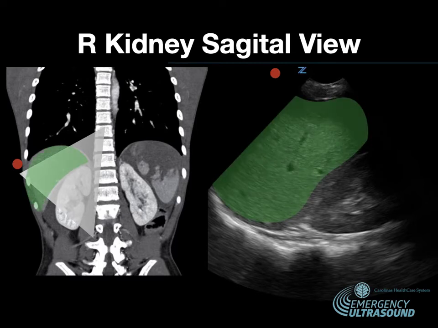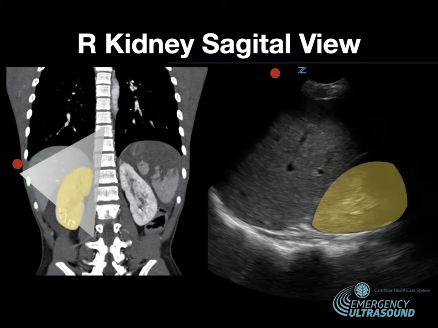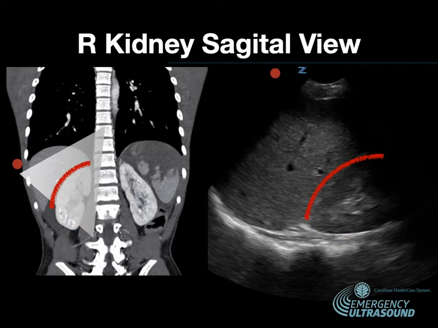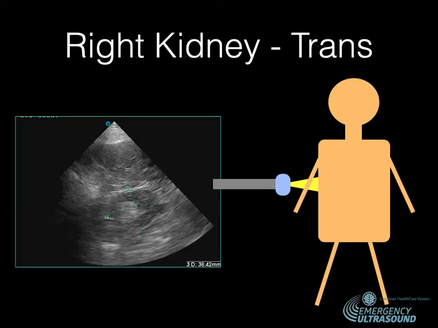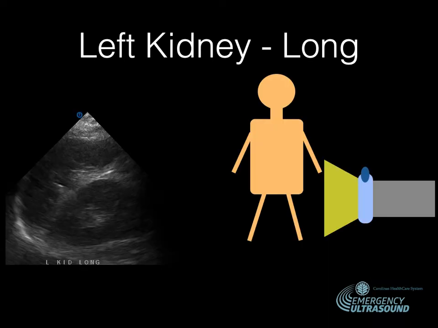So now we're seeing the liver, we're seeing the kidney right here, we're seeing Morrison's pouch, we're seeing the diaphragm again, and now we're seeing the spine. So this is going to be our right kidney transverse. As we do when we're looking for any other transverse view, we are rotating the probe towards the patient's right, as you can see here, and that gives us our transverse view of the kidney.